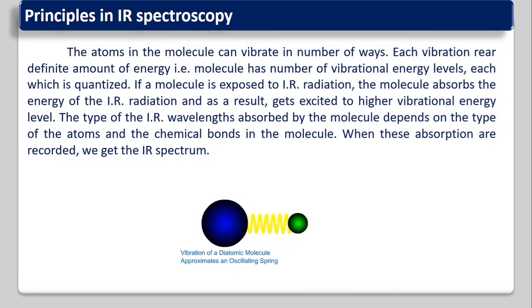The type of IR wavelengths absorbed by the molecules depends upon which type of atoms and which type of chemical bonds are present in the molecules. And when this absorption is recorded, then we get the IR spectrum. According to the wavelengths absorbed by the molecules, that depends upon which atoms, which chemical bonds, which functional groups are present in the molecules. So according to the absorption, we are getting the information about these atoms and bonds.